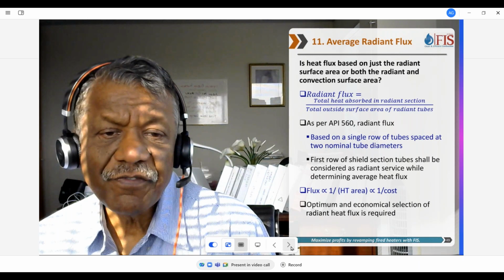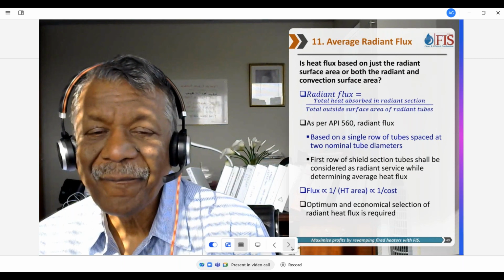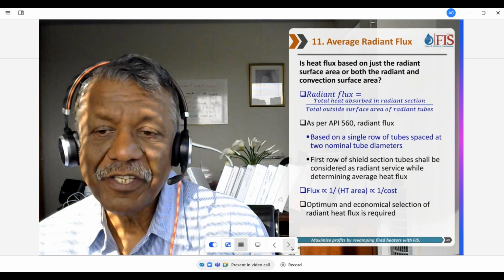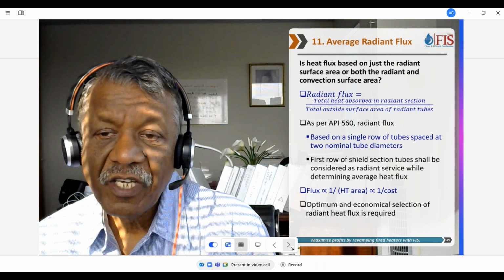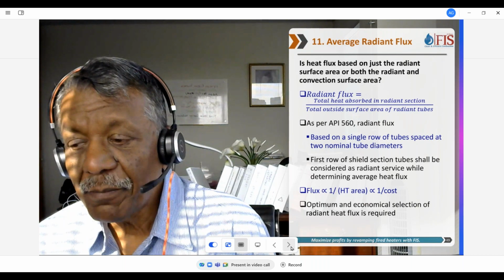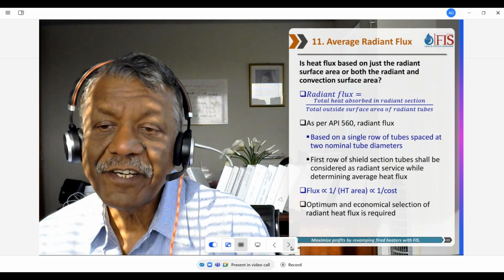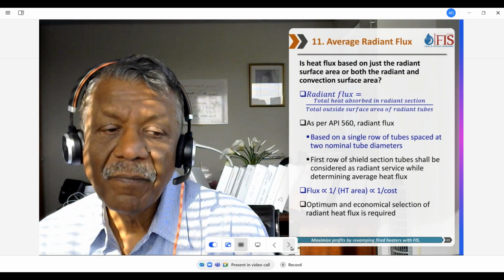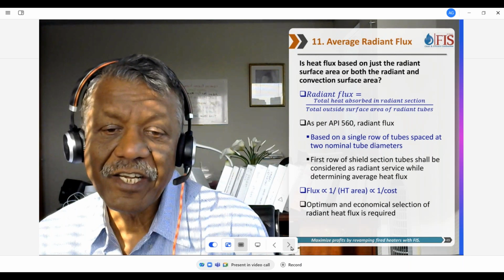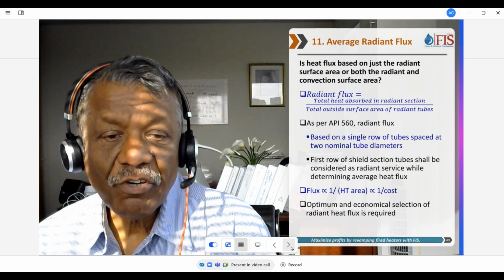Now, flux is inversely proportional to heat transfer area. I think that is very clear. Flux is heat absorbed per unit area. And another thing you can think about if you're specifying a heater, the lower flux will get you a better heater. Lower flux will get you a higher heat transfer area, and that's what you will get.